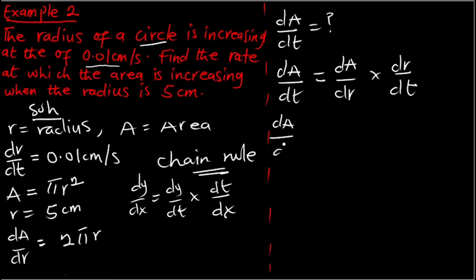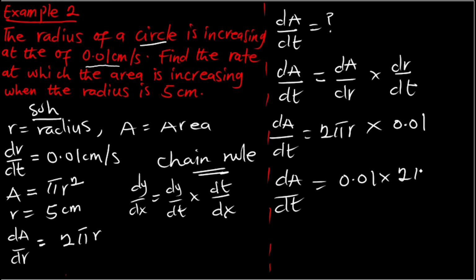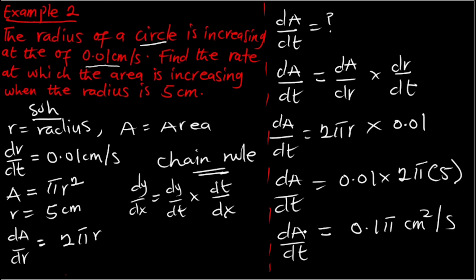Therefore, dA/dt, the rate at which the area is increasing with time, is 2 pi r multiplied by dr/dt, which is 0.01. Looking at this, I have the value of r, which is 5. So dA/dt is 0.01 multiplying 2 pi, multiplying 5. When you punch this in, the area is increasing with time at 0.1 pi centimeter square per second. Remember, it's area, so centimeter square per second. And this is the final solution at which the area is increasing.